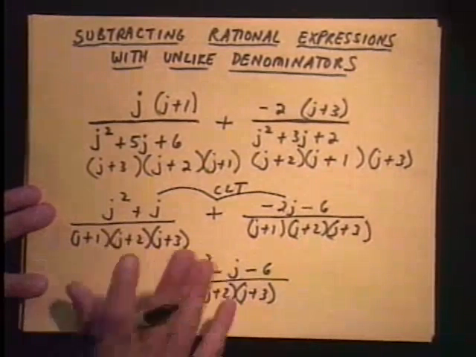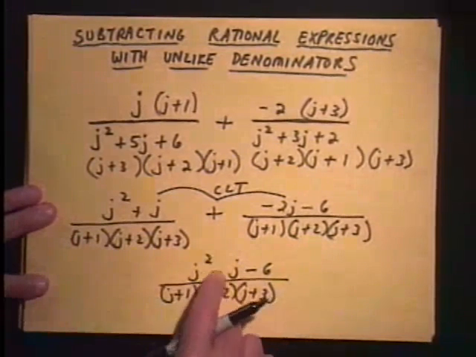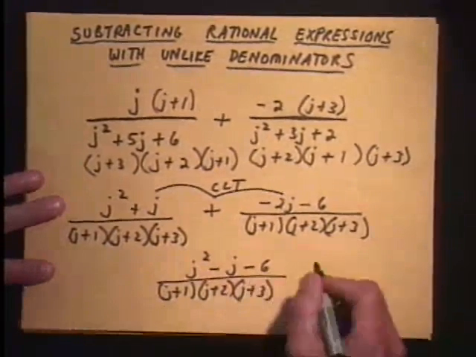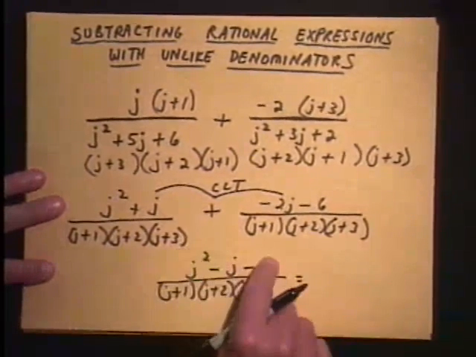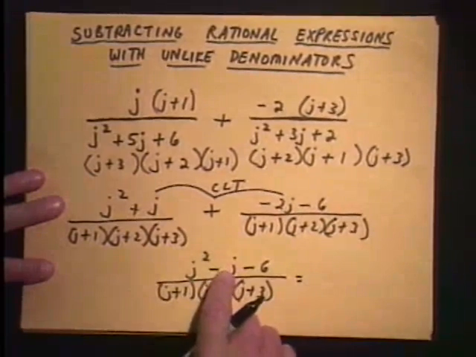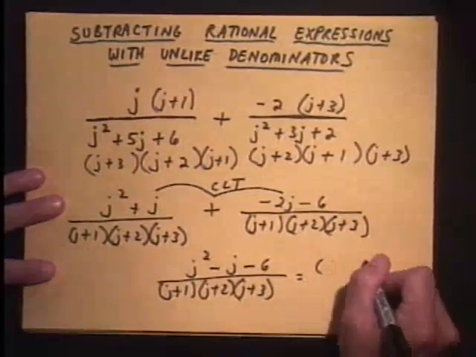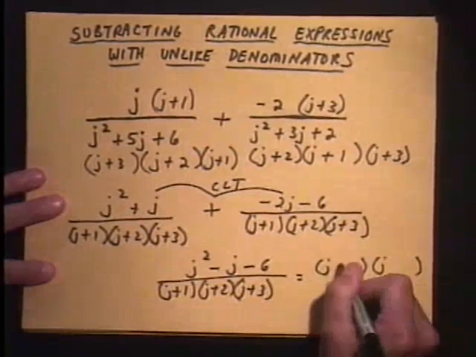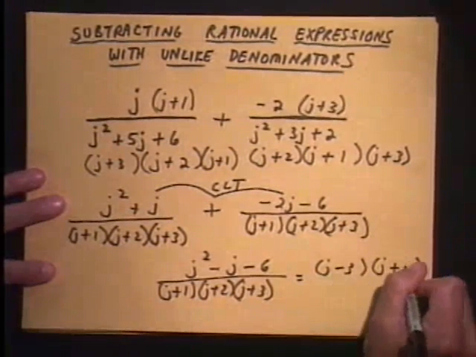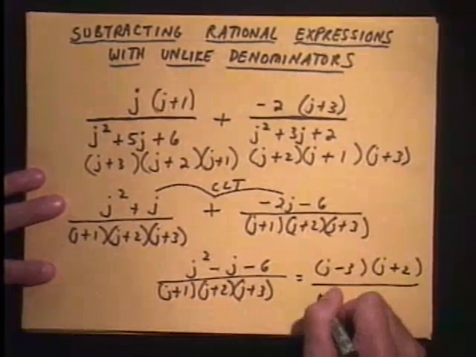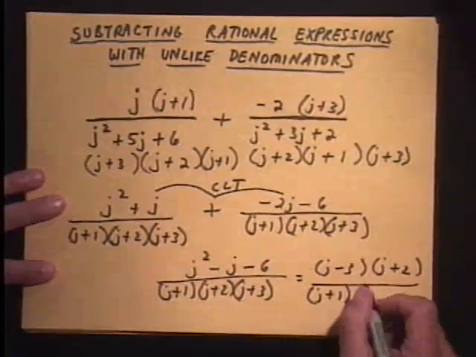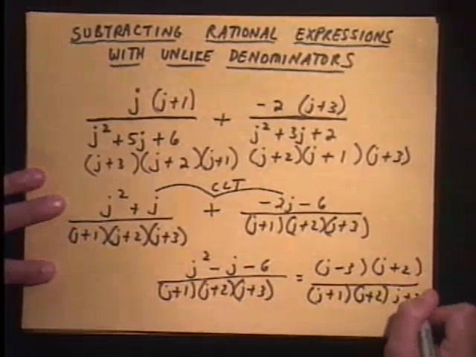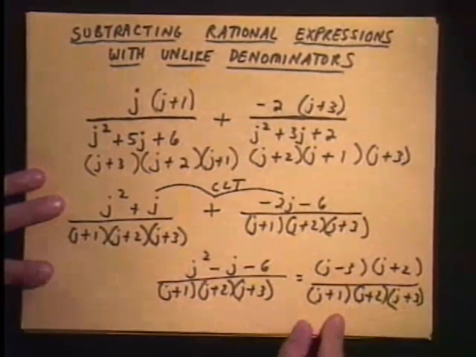Well, I don't know. This fraction may reduce because I'm sensing something may factor in the top here. Let's try to factor this top. Are there factors of 6 that will give me a negative 1 in the middle? I think so. And I think when we factor this, we're going to get j minus 3 times j plus 2, all over our common denominator. So you always have to remember step 4 when it comes to fractions. It doesn't matter if they're ones with variables or ones with numbers. You always have to look to reduce.